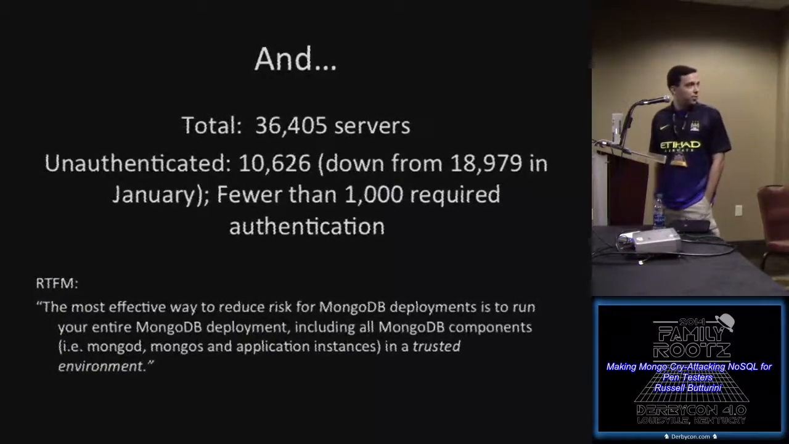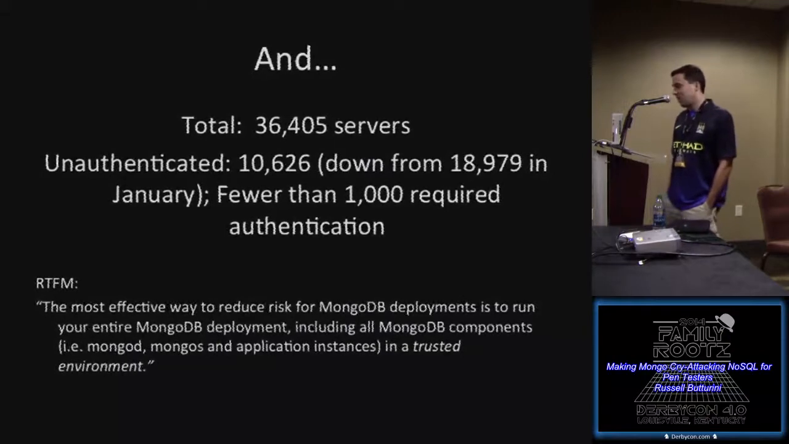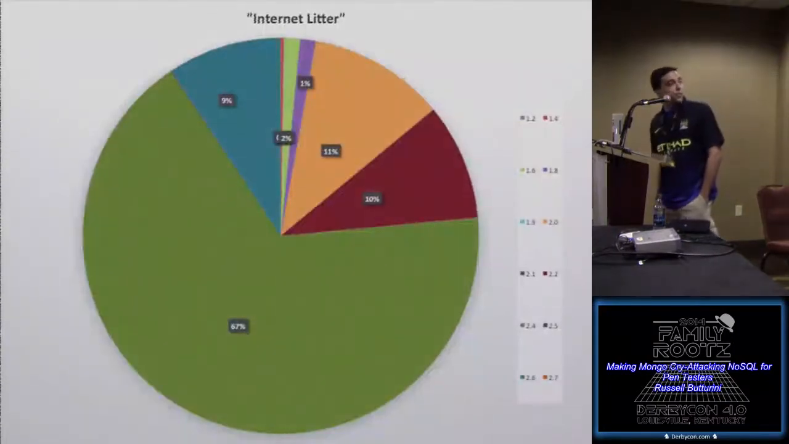So, you know, read the manual. The most effective way to reduce risk for your MongoDB deployments is to run your entire MongoDB deployment, including all MongoDB components, MongoD, MongoS, and application instances, in a trusted environment. So, I guess at least that many people think the internet is a trusted environment. So it gets worse. Let me see if you guys, yeah, you can see it's pretty good.